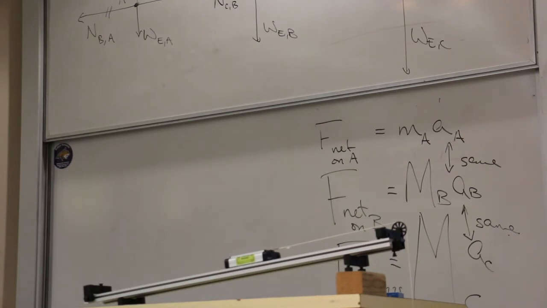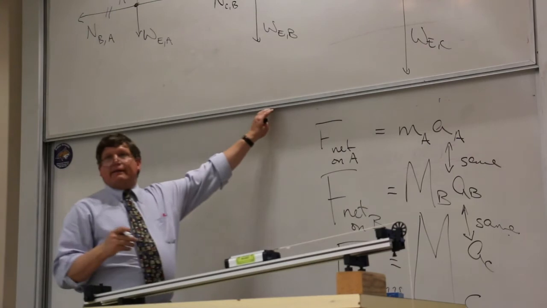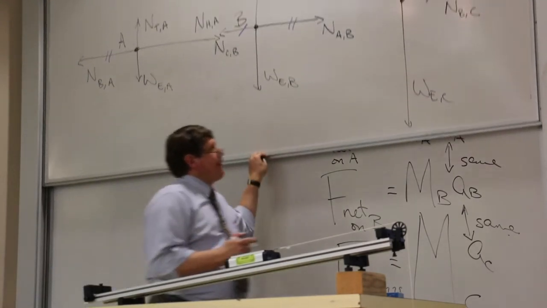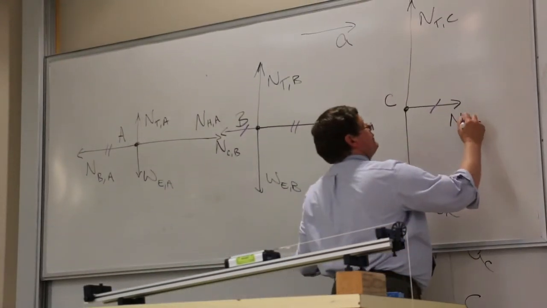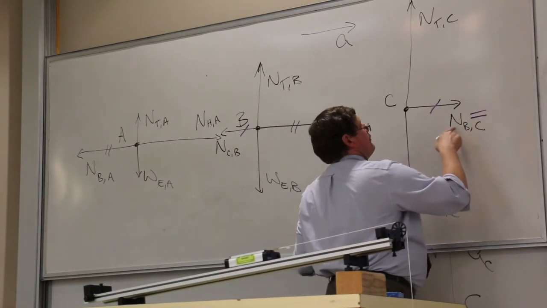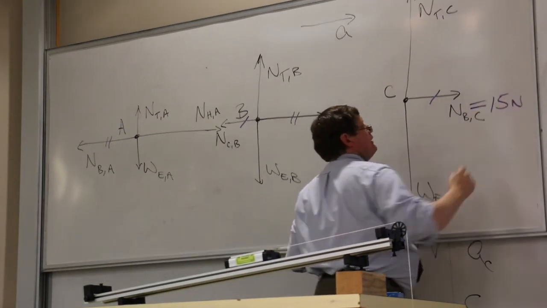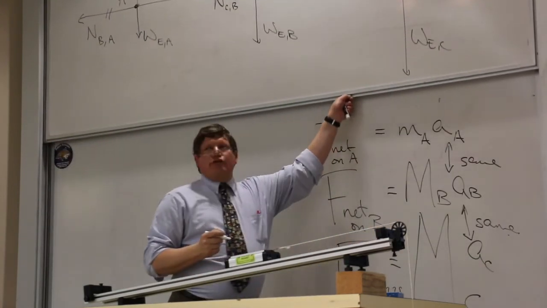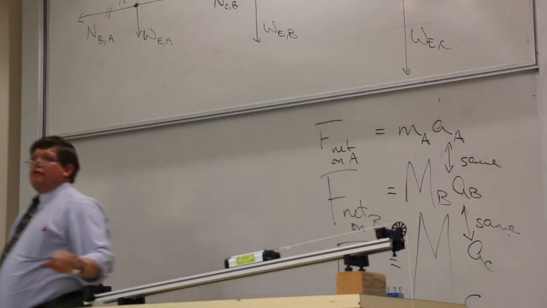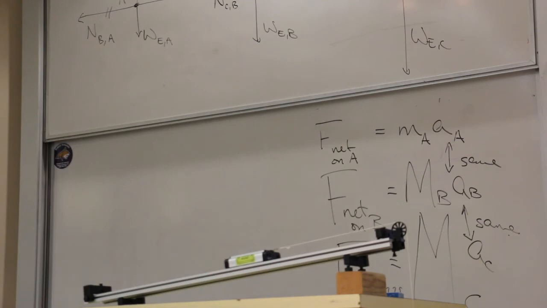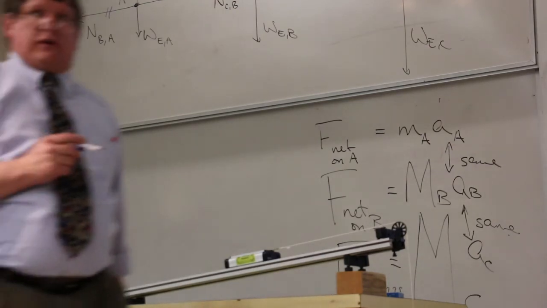Now this isn't on the gauntlet, but this is something that I think you should know. If I were to tell you that this force here, the normal by B on C, was 15 newtons, could you tell me how many newtons each of the other horizontal forces was? Don't worry about the vertical forces, just the horizontal forces. Okay? With your neighbor, find the rest of those forces. How many newtons are they?